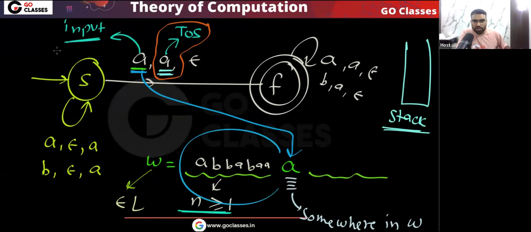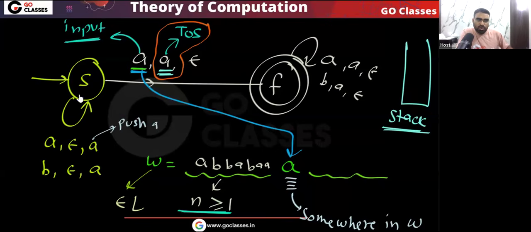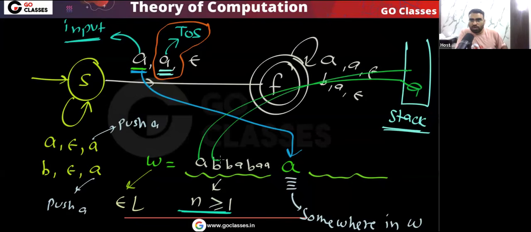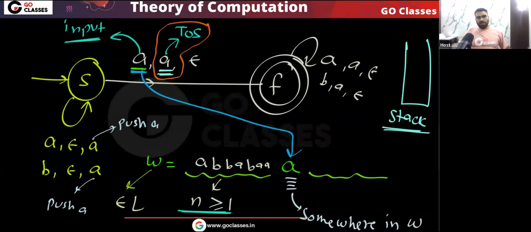So let's assume there are N symbols here. Because for A you are pushing A, and for B also you are pushing A. Whether A comes or B comes, you are pushing A. Is this clear? For this A, A is pushed. For this B also you are pushing A. So for every A comma B you are pushing A. Now you can see that. Let's assume there are N symbols.